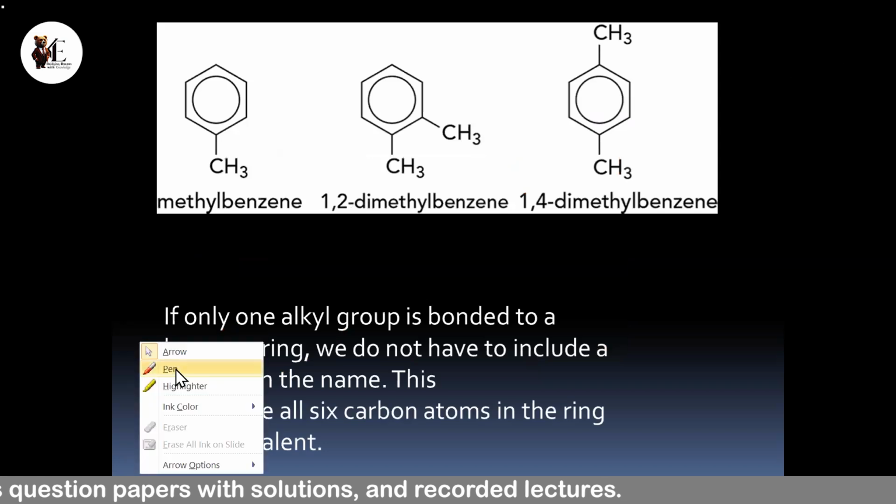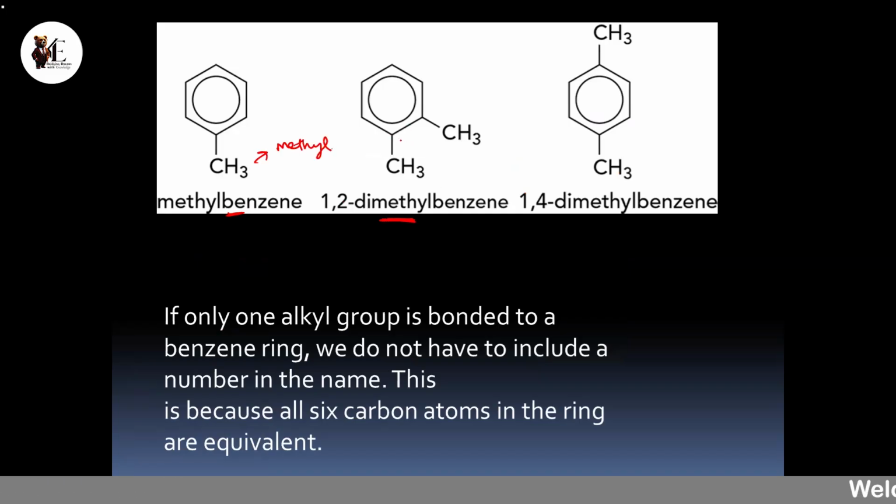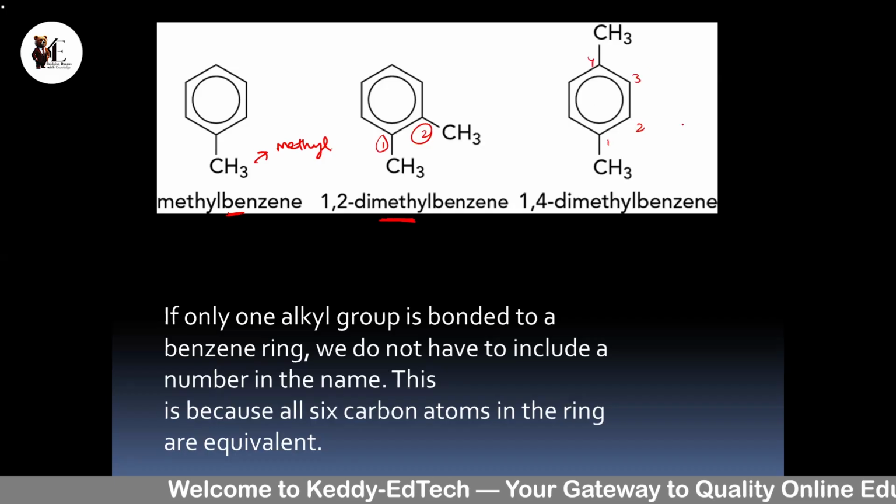Here, this is the formula of methyl benzene. This is the formula of 1,2-dimethyl benzene. This CH3 group is known as methyl, so it is methyl benzene. This is 1,2-dimethyl because there are two methyl groups. That's why we write dimethyl benzene. This is 1, this is 2. And this is what? 1, 2, 3, 4.